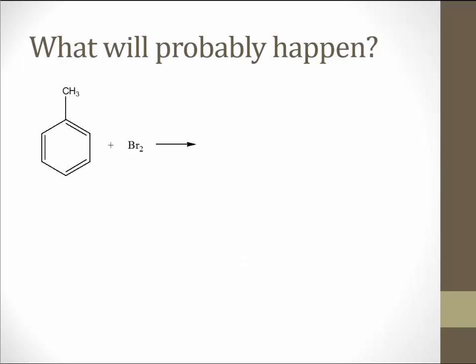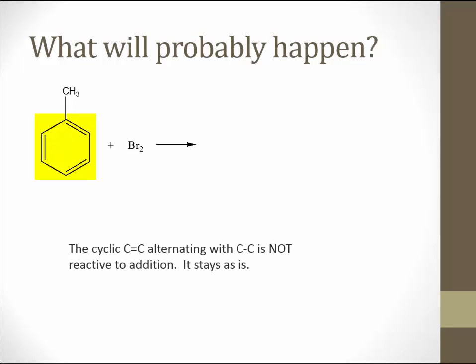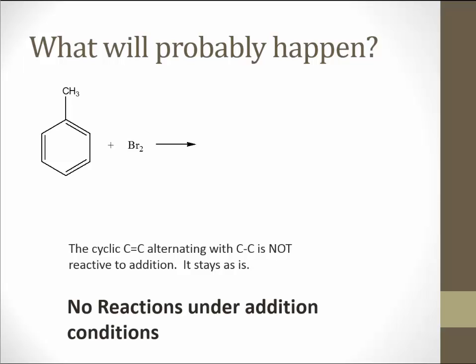So now what will probably happen here? It looks like we have C double bond C, but wait, that's an aromatic system with alternating single and double bonds all the way around the six-membered ring. It's not reactive to addition. Even though there's a two-piece molecule, Br2, it will not add. This molecule will stay the way it is. There's going to be no reaction under addition conditions.